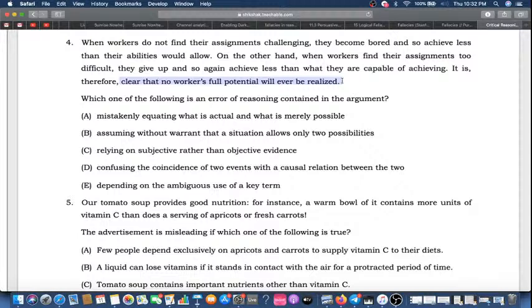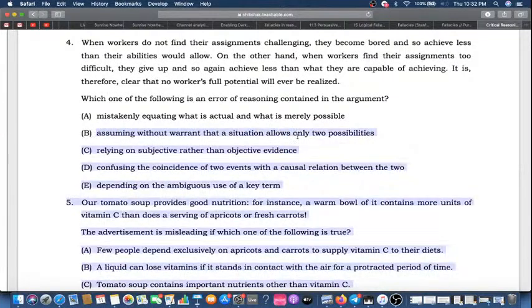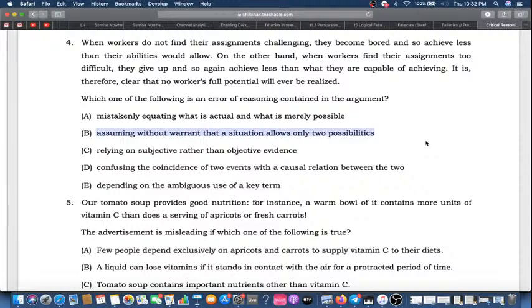Essentially, if you identify the assumption, then you find the problem in the assumption. There is no reason to believe that this particular situation allows only two possibilities. Why did he assume that? And therefore that is the problem in the reasoning. Are we okay with this?